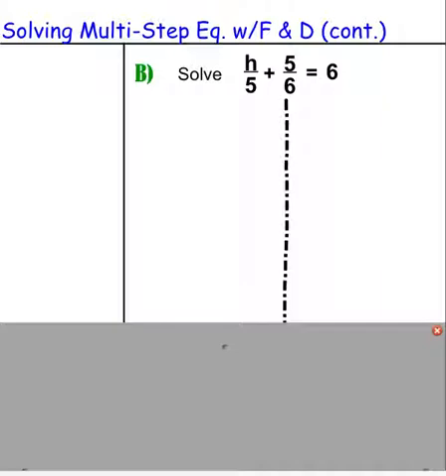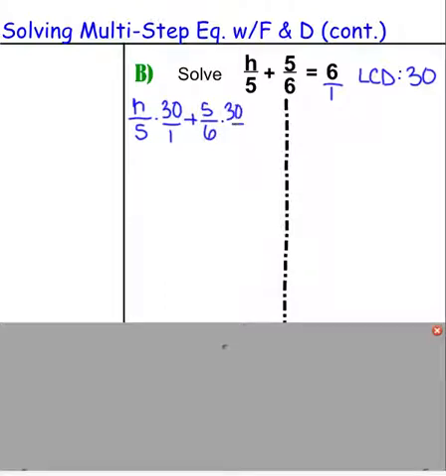In this case, my LCD is going to be 30. The nice part is 6 is 6 over 1, so it works with whatever we want. So we start off with h over 5 times 30 over 1 plus 5 over 6 times 30 over 1 equals 6 times 30. The nice part is we don't have to put over 1 because they're both whole numbers.